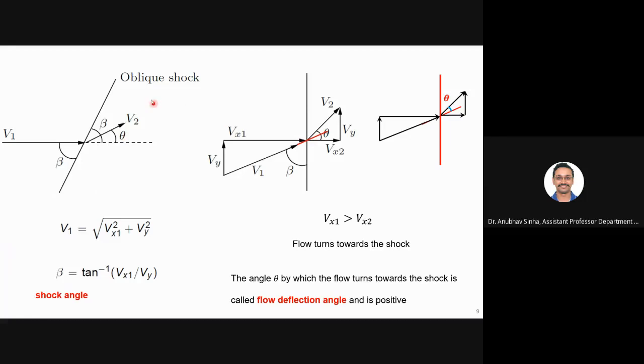Now let us look at the velocity components. This V1 is the incoming velocity. Now let us say I rotate this by some angle such that V1 becomes like this. V1 is going like this, and I break it into two components, Vx and Vy, where my coordinate is parallel to this shock wave. So you can imagine that this is a normal shock and Vx1 is the incoming air velocity. So what will happen?